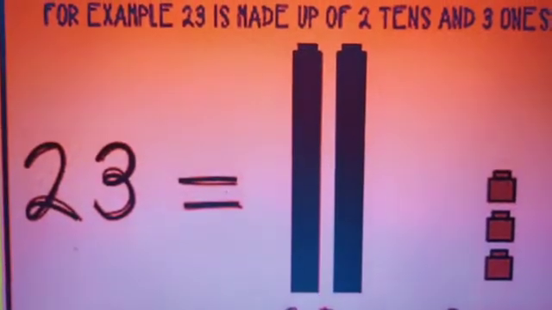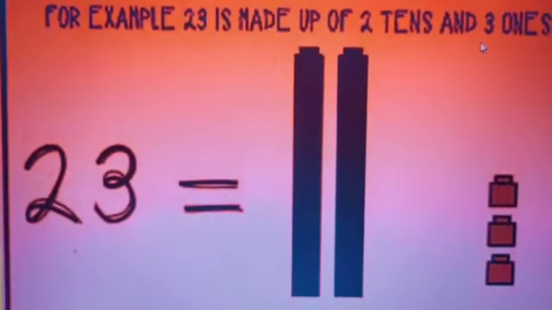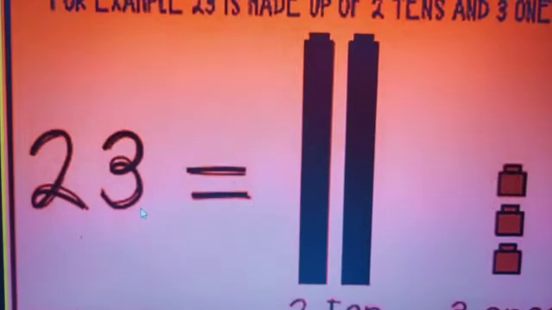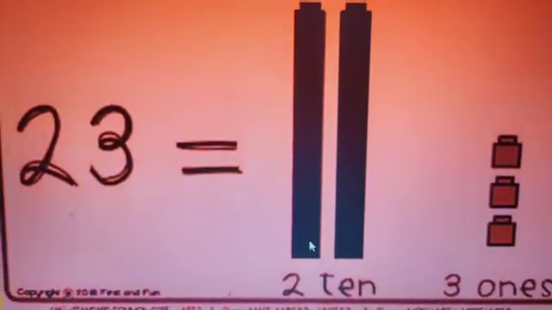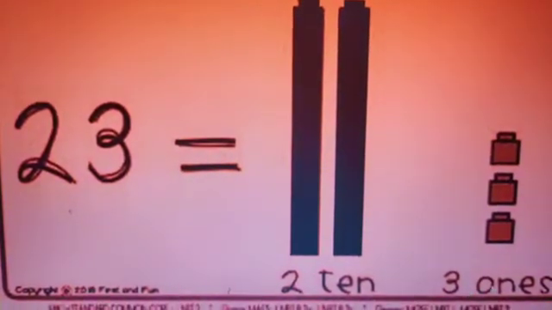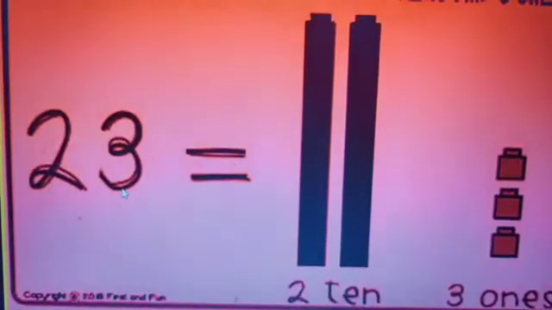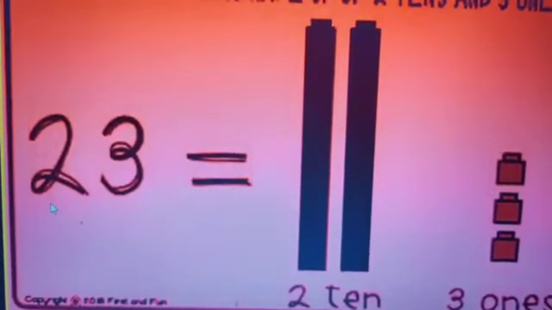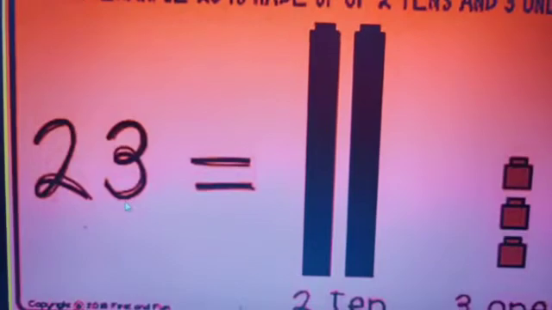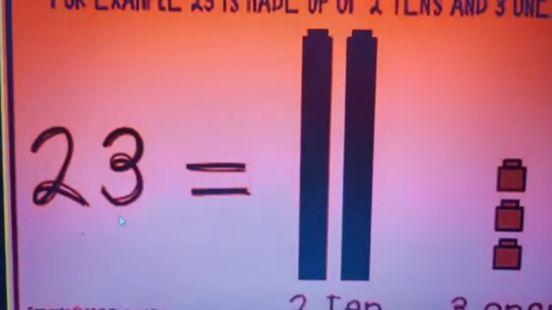So let us see the example here. For example, 23 is made up of 2 tens and 3 ones. Right? So that number 2 is written in tens place and number 3 is written in ones place. So how many 10 blocks are there? 2 10 blocks are there and 1, 2 and 3 one blocks are there. So 2 tens and 3 ones make up the number 23. Right? 2 tens means 20. 3 ones means 3. So 20 plus 3, 23. This is how the number can be represented in tens and ones place.